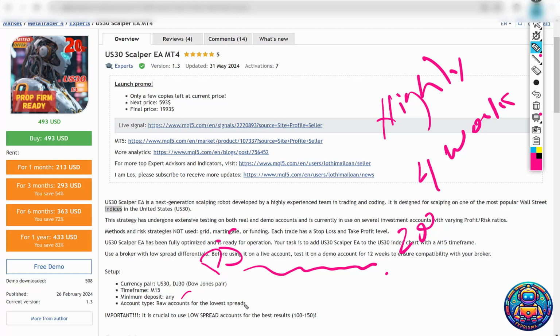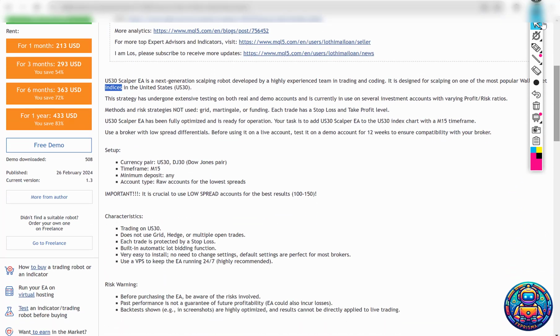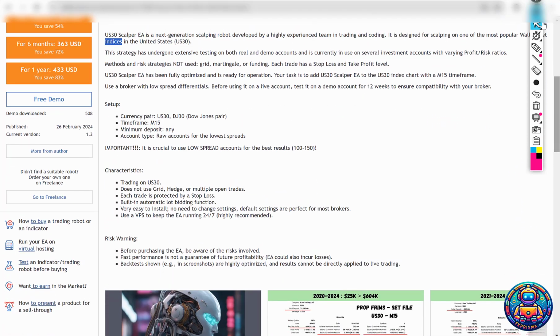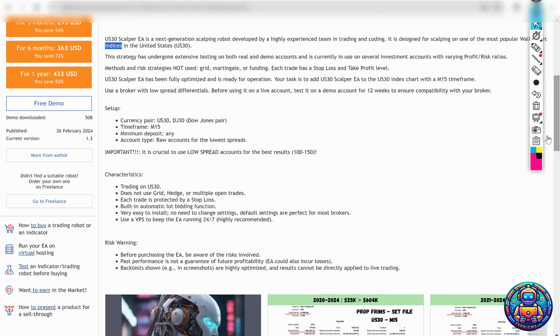It is very important to have an ECN account or Raw account. It is crucial to use low spread. The best result for US30 is to have 100 to 115 pips maximum. If you have more than that, I'm afraid this will not work for you. You also need a VPS to keep the EA running 24 hours. So we have the backtest.